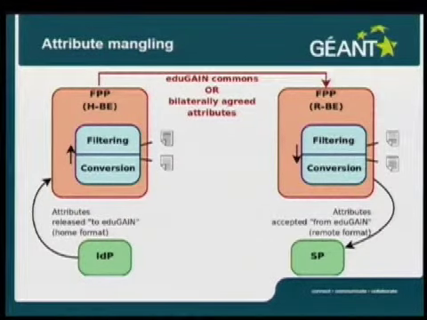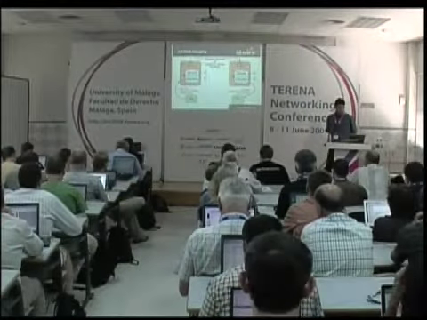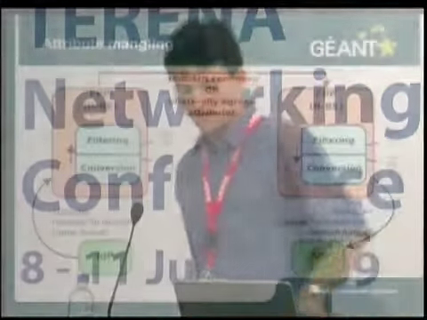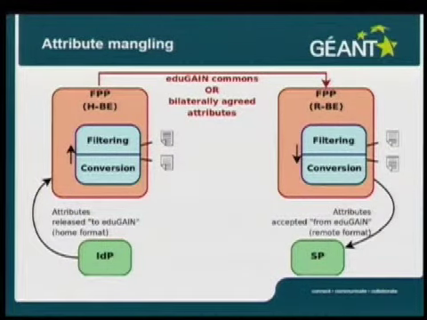Then the attributes are released to eduGAIN, and I hope that quite soon there will be an eduGAIN common attribute specification, which is appropriate for most interfederating scenarios, but there is a possibility to use bilaterally agreed attribute sets. So these attributes are transmitted over the wire to the resource provider's side, and then there the bridging element or the resource provider itself runs the attributes through a filtering logic and the conversion logic, and the conversion logic converts the received attributes into the service provider's format of attributes.